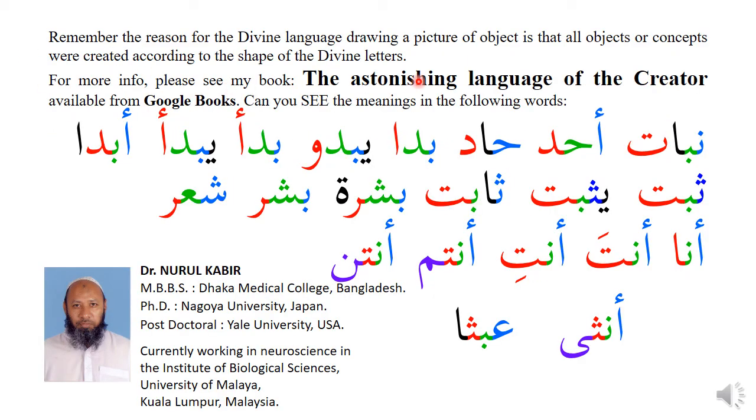So remember, the reason for the divine language drawing picture of object is that all objects or concepts were created according to the shape of these divine letters. And for more information, please see my book, The Astonishing Language of the Creator, available from Google Books. And please try to see the meaning in all these letters, where I have removed all the tashkil and the other markings for you to have a visual understanding of this.